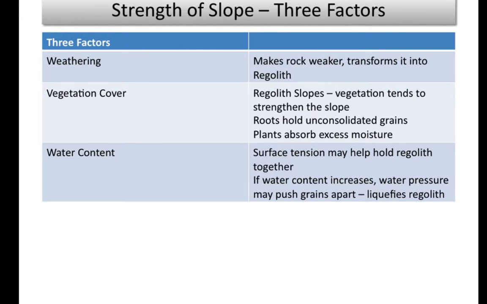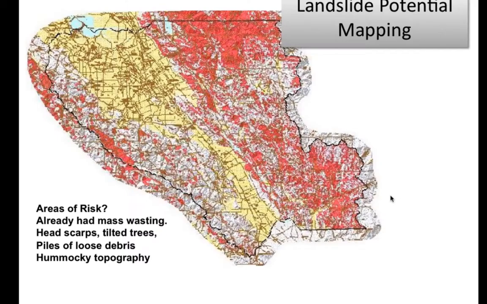plants absorb excess moisture. And again, water content. Surface tension may hold regolith together. That's only if there's a smaller amount of water, the soil moisture. But if you increase that water content, water pressure may push grains apart and you may get that liquefaction, which can lead to slumping.